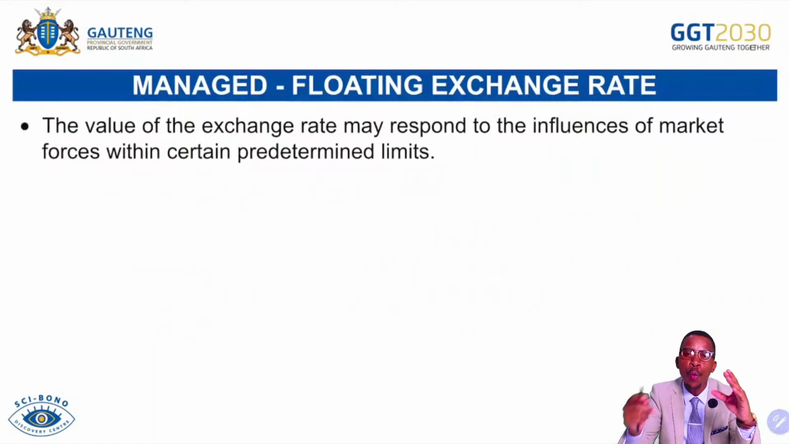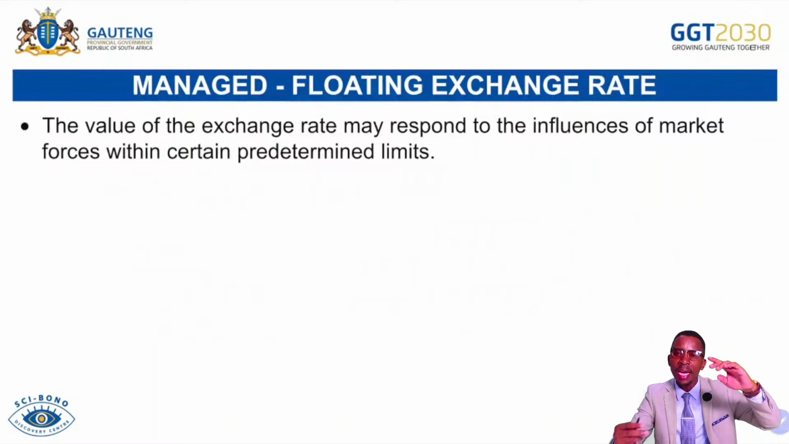Market forces will allow it to fluctuate, to appreciate and depreciate, but there are some predetermined limitations set by the government. For instance, the state can say the South African rand to the dollar can be stronger only up to 6 rand to a single dollar. If it's the weakest, it can be up to 12 rand to the single dollar. Meaning, as our currency appreciates, it cannot appreciate beyond 6 rand to the dollar, and cannot depreciate beyond 12 rand to the dollar. So those are limitations.